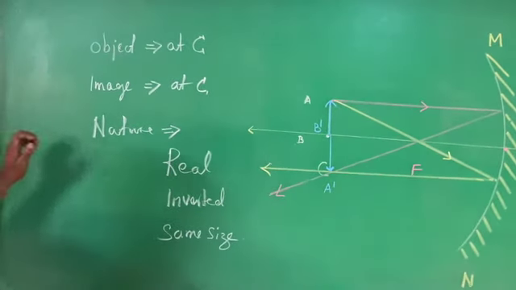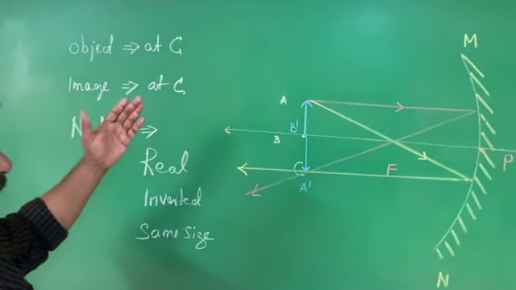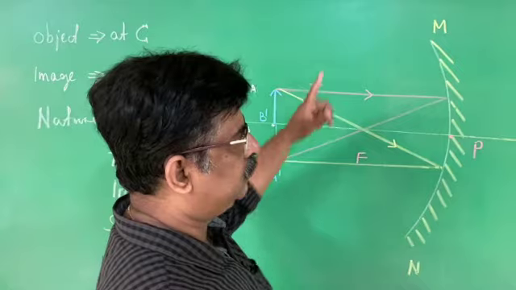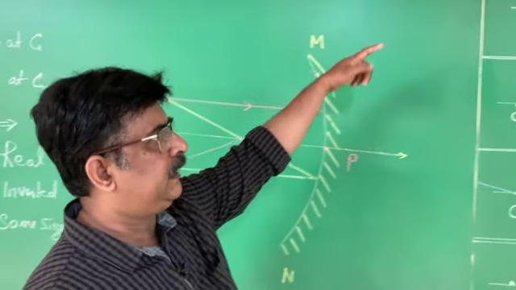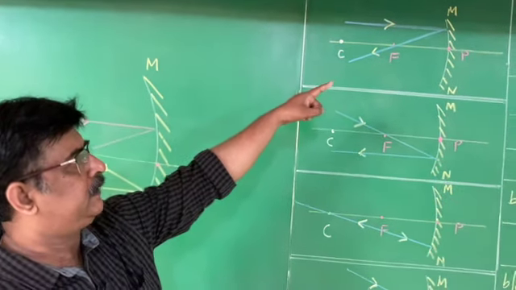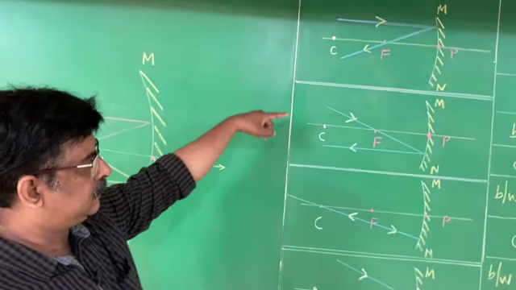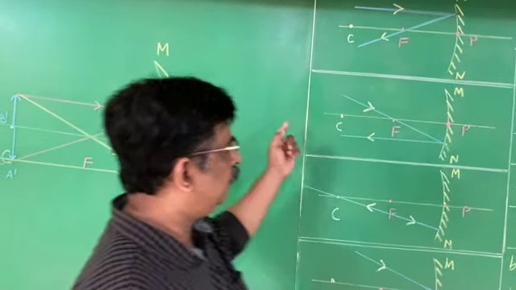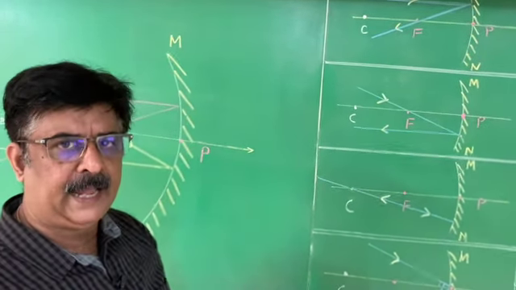This is the third ray diagram, where the object is placed at C and the image is also formed at C. We have used two conditions: the first is that a ray of light parallel to the principal axis, after reflection, passes through the principal focus, and the second is that a ray of light passing through the principal focus emerges parallel to the principal axis.